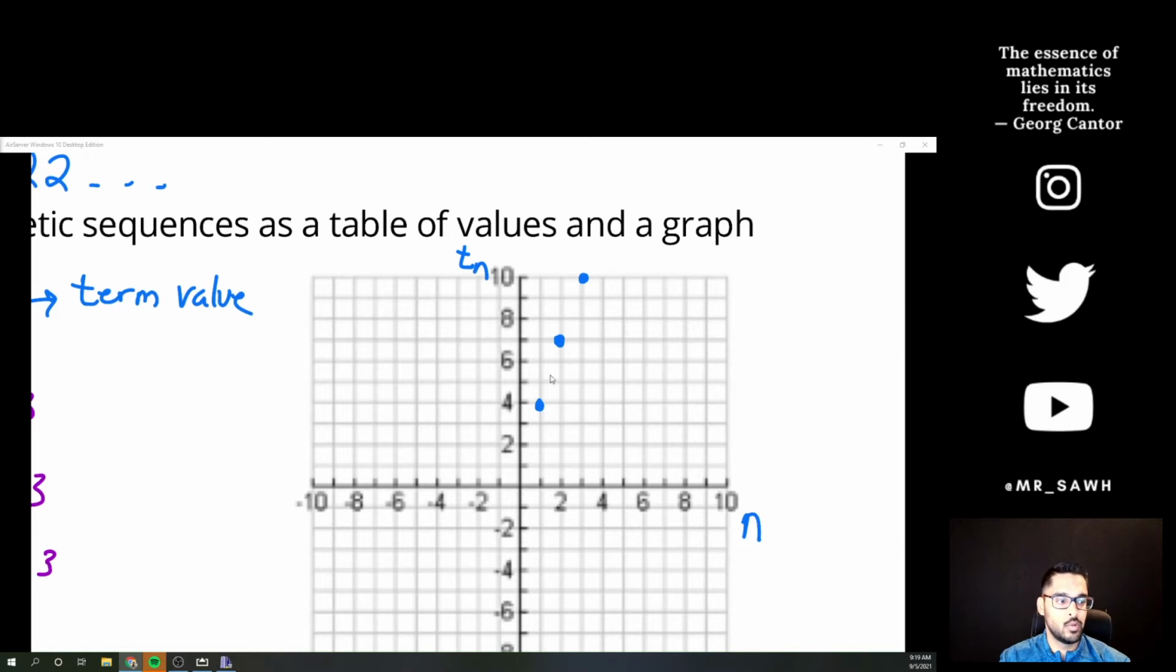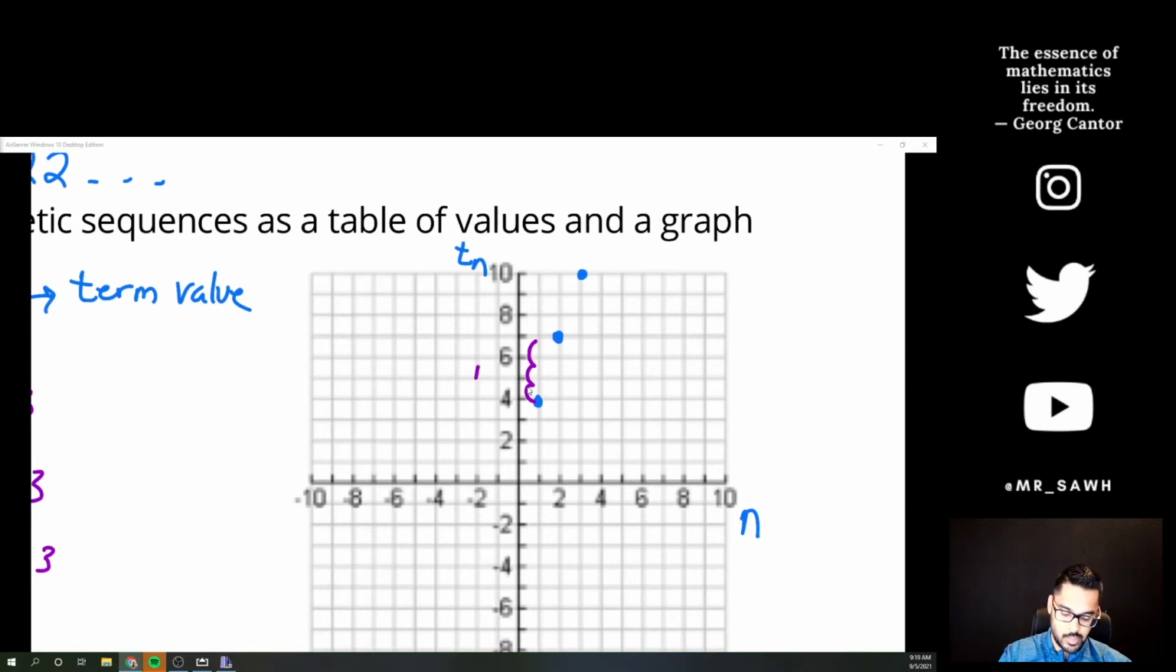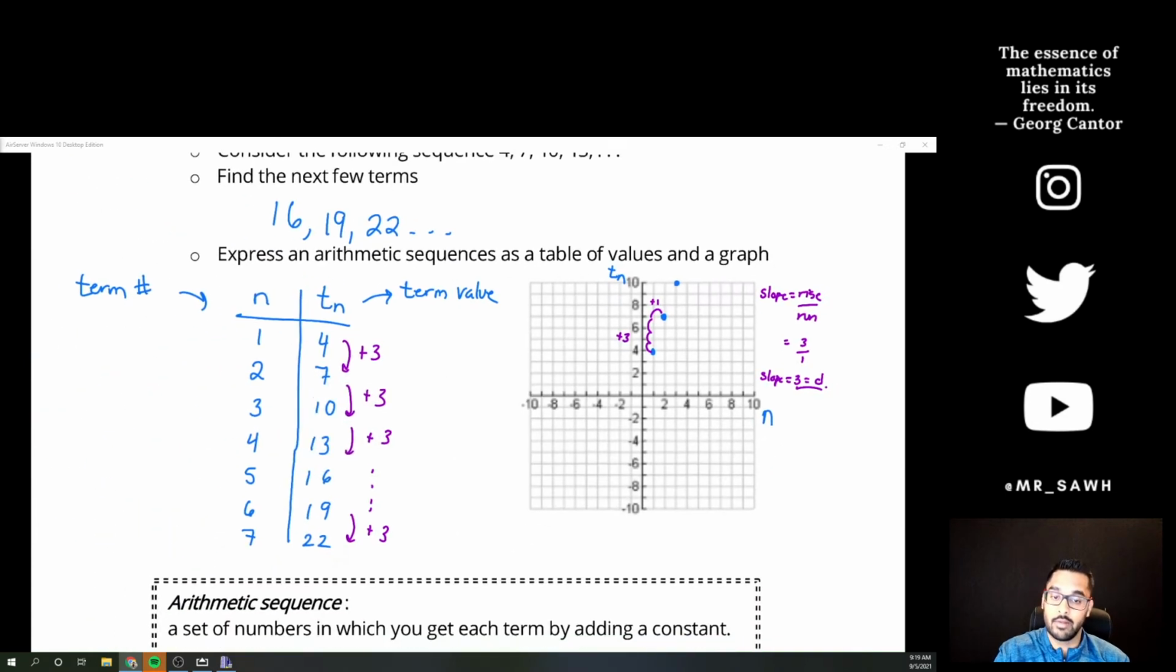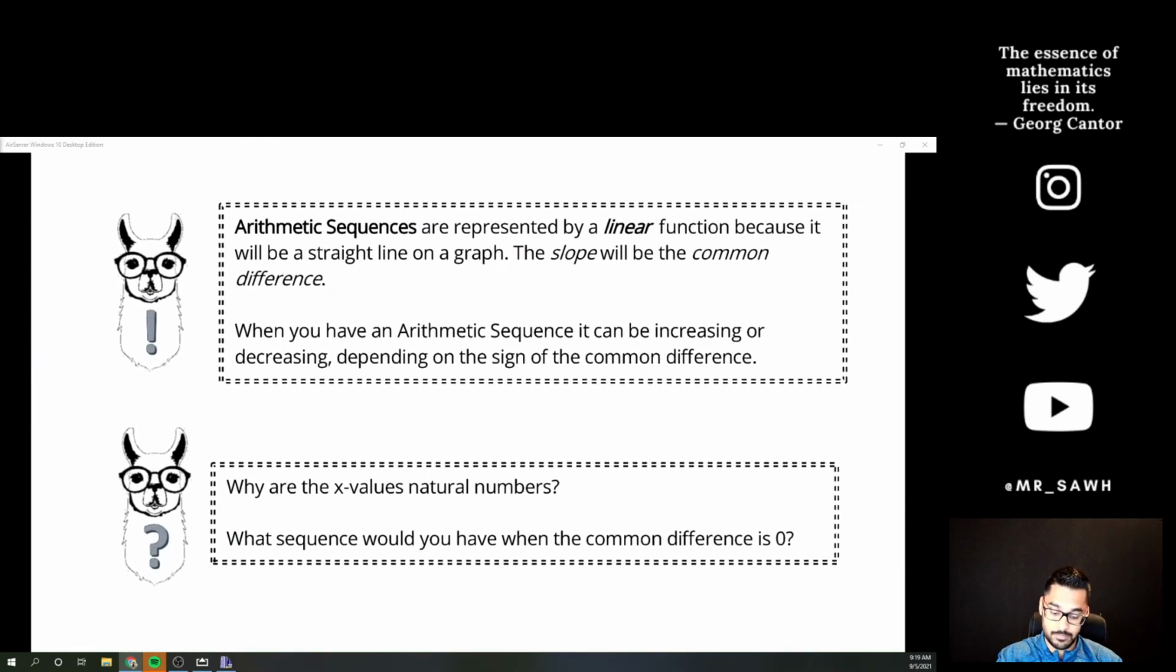So think about this first point we graphed at 4. If I go up 1, 2, 3 units, there's my rise. That rise is plus 3, but 1 unit to the right, that's plus 1. So you can think about your slope as being rise divided by run, where the rise is 3 and the run is 1. So that slope here is 3, which is the same thing as your common difference. 3 over 1 gives me 3. That's exactly what we talked about before. So you could calculate it if you had a graph as well, knowing that it's linear.